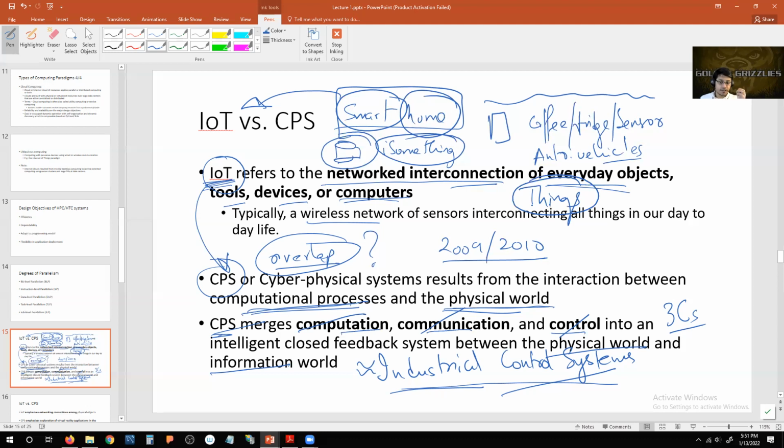However, when within this interconnection of things, you use computational logic that communicates and interacts with the physical world, that falls into the paradigm of cyber physical systems. Please keep in mind that CPS is not specific to industrial control. The incorporation of CPS in industrial control is very evident, but that doesn't mean that CPS does not have implications in other day-to-day applications. So something to keep in mind.